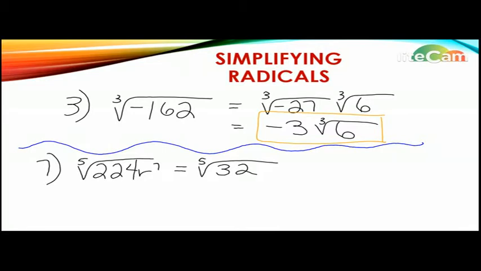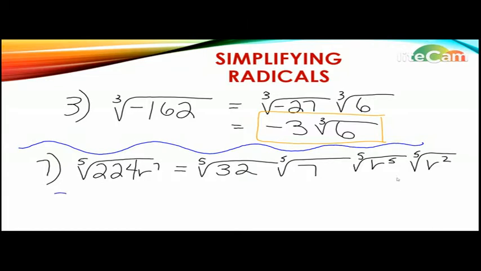Now just by chance I went in and I said, okay, what is 224 divided by 32? And I did get a whole number, which is what I want, so I just broke it up to 7. 32 and 7 still make 224. And then I'm going to break up the r's. So I've got the fifth root of r to the fifth and the fifth root of r squared.